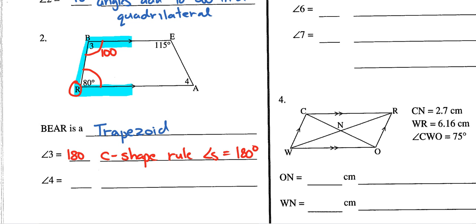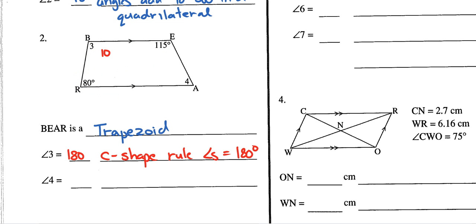Okay, so we know this is a trapezoid because another way to identify that we have a trapezoid here is if you look at the opposite angles here, notice that they're not equal. So if the opposite angles are not equal, then we know we're dealing with a trapezoid.